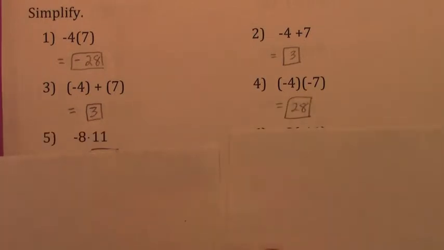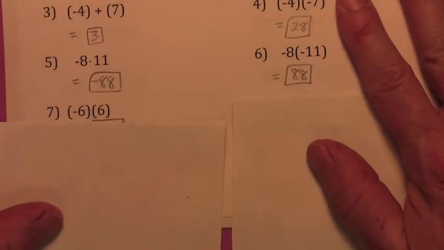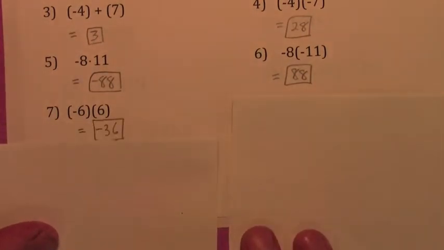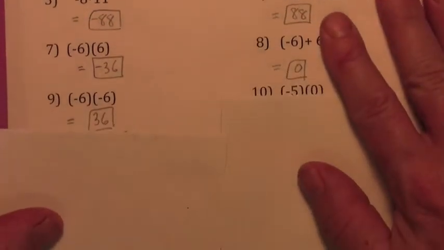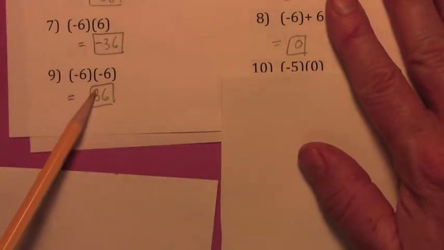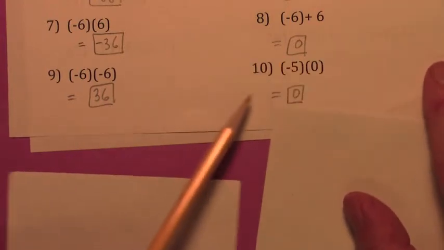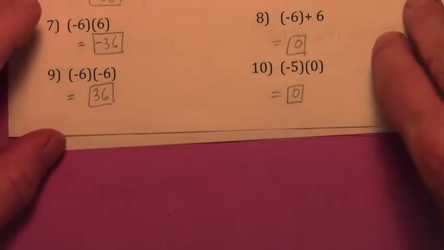This is negative 8 times 11. You know it's negative because it's a negative times a positive. Negative 88. This is negative 8 times negative 11, which is positive 88. This is negative 6 times 6, which is negative 36. This is negative 6 plus 6. What's that equal to? 0. A couple more. This one is negative 6 times negative 6, which is positive 36. And this is negative 5 times 0, which is 0. Anything times 0 is 0, isn't it?